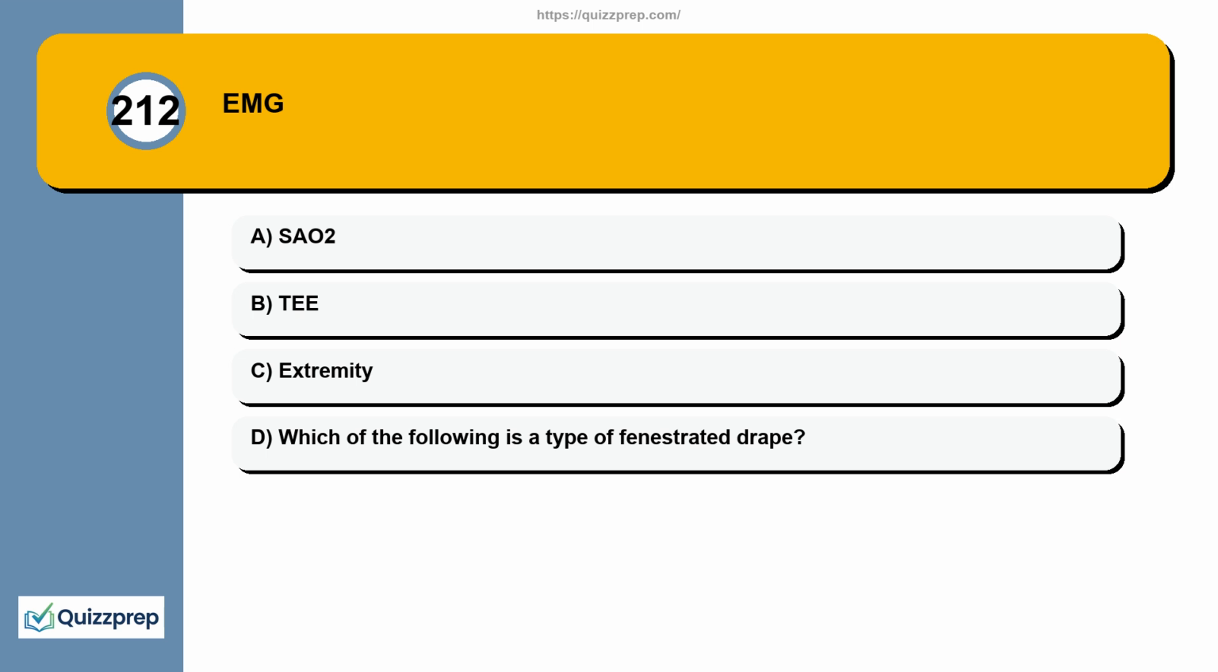The correct answer is option N/A. Question 213: Three-quarter, option A; extremity, option B; split, option C; mucosa, option D. The walls of the vagina are lined with.